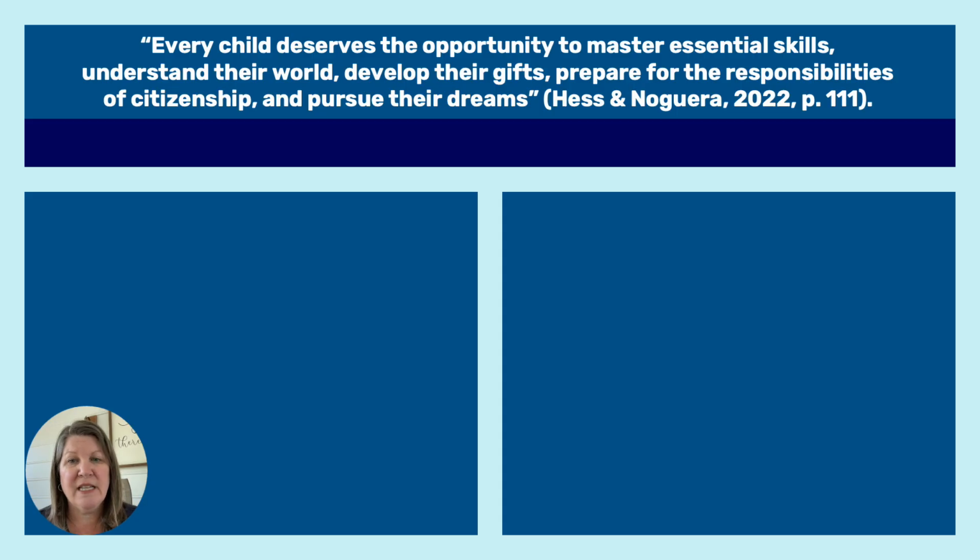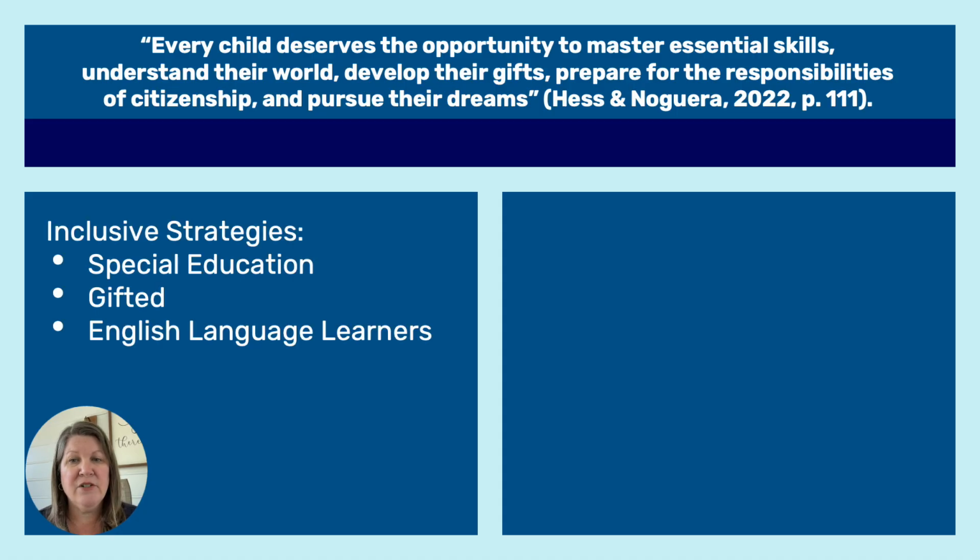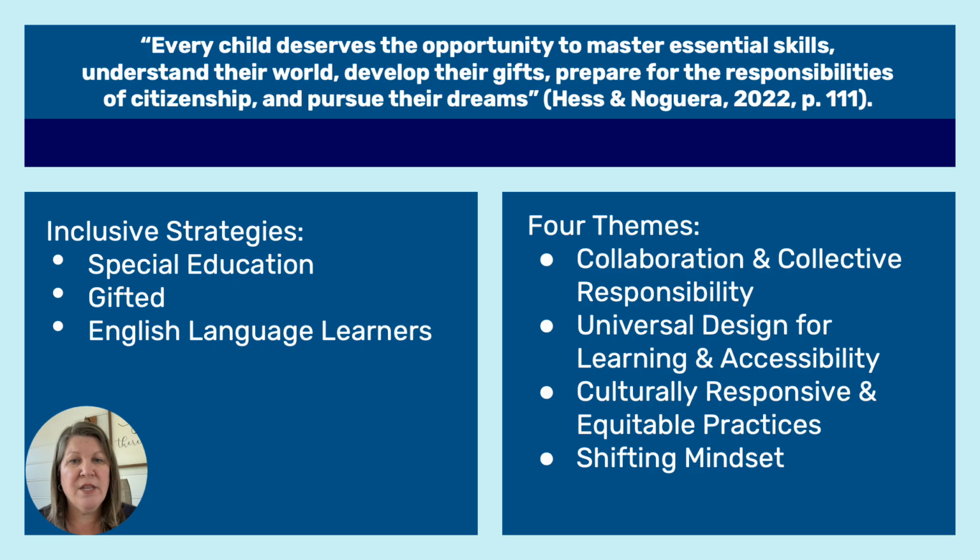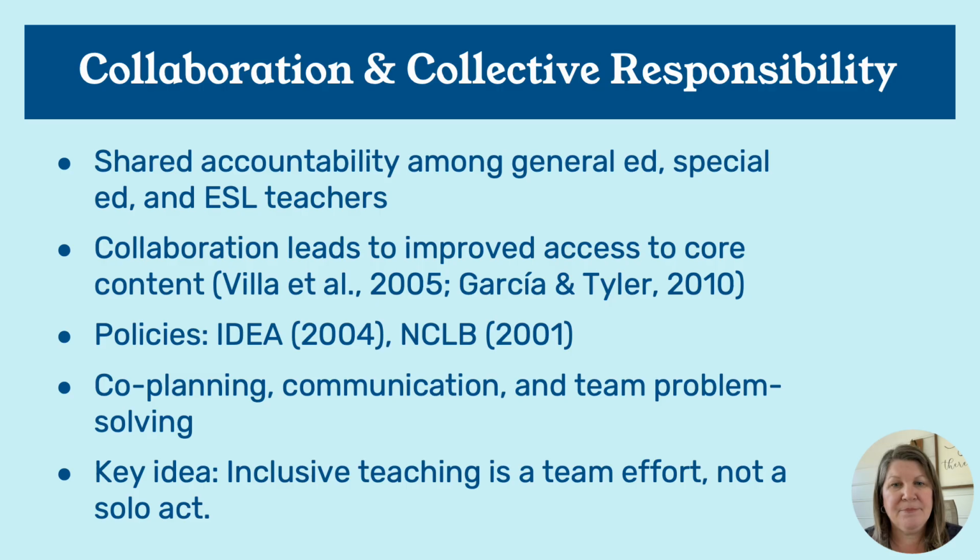I teach 7th grade accelerated math, which is mostly made up of gifted learners, but some are also English language learners and/or twice gifted students, meaning they're gifted and neurodivergent. This presentation explores research and theory on inclusive strategies for special education, gifted, and ELL students. There were 4 themes that I found throughout my 5 research articles: collaboration and collective responsibility, universal design for learning and accountability, culturally responsive and equitable practices, and shifting our mindsets.